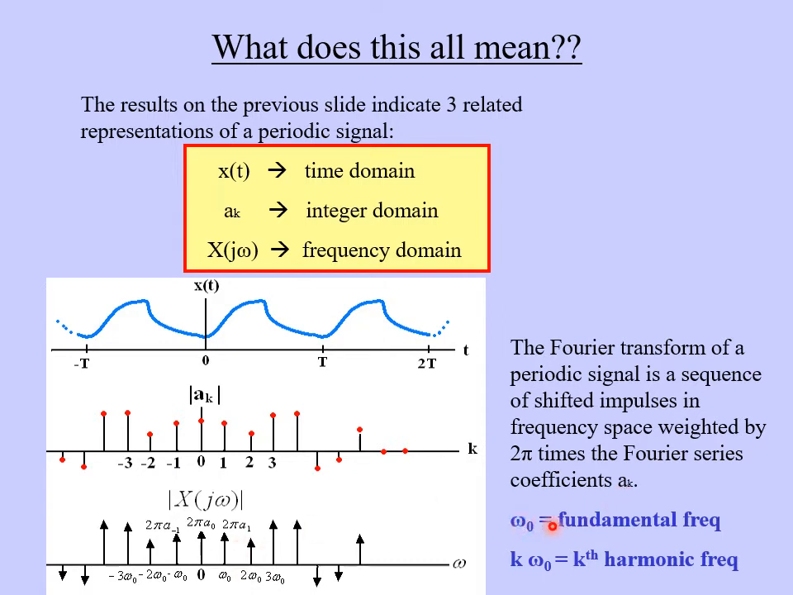So remember, omega naught is the fundamental frequency of this signal up here. K omega naught is the kth harmonic frequency. So in other words, if we look at this, here's frequency 0, that's this guy right here. We just take whatever value this red dot is, multiply it by 2 pi, turn it into a delta function, and then the next one over, when k is equal to 1, that's 1 times omega naught. The next one over, 2 times omega naught, 3 times omega naught, 4 times omega naught, and so on and so forth. And you can see that these delta functions align with these up here. We're just taking their value and multiplying each one by 2 pi.